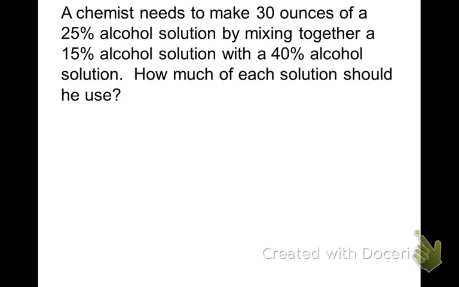So we start with reading the problem. A chemist needs to make 30 ounces of a 25% alcohol solution by mixing together some 15% solution with some 40% solution. How much of each should he use?